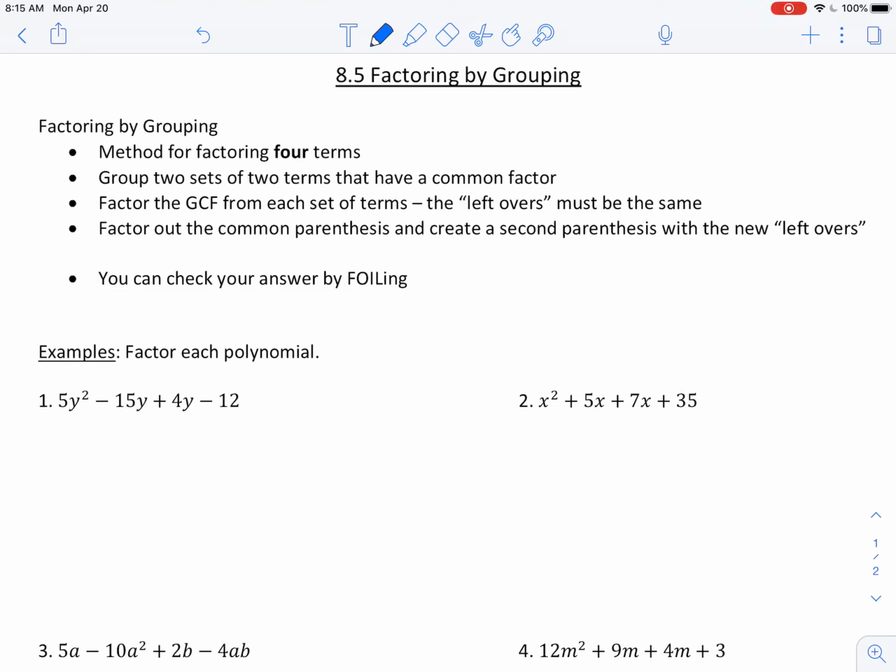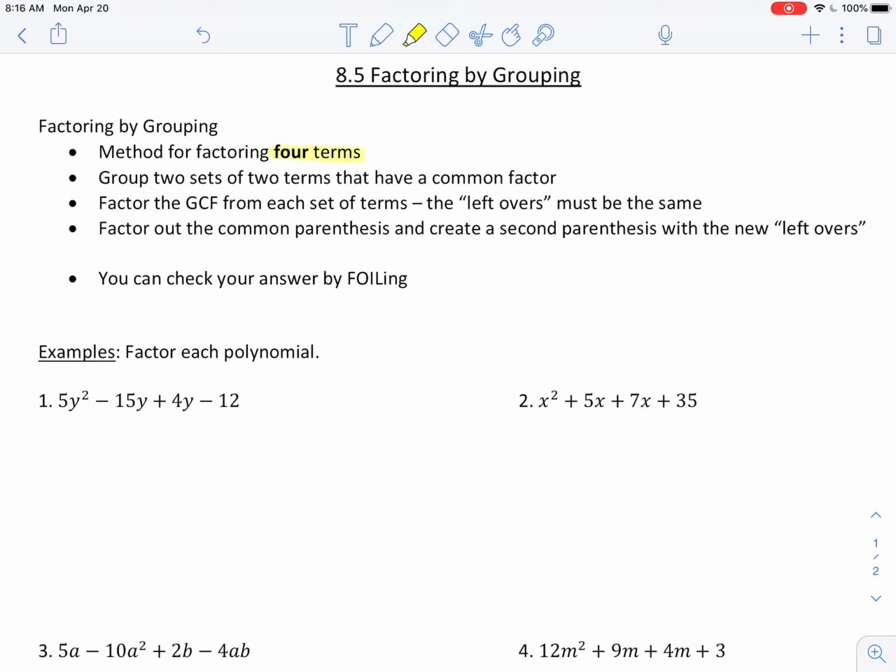Hello, today we're looking at factoring by grouping. Another method for factoring, called factor by grouping, is where you factor a polynomial that has 4 terms. Factor by grouping only works for 4 terms.